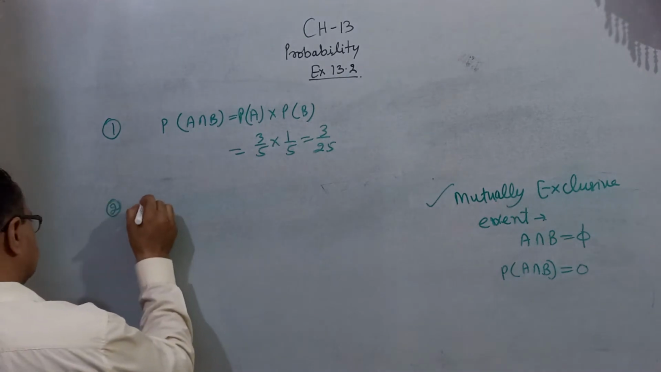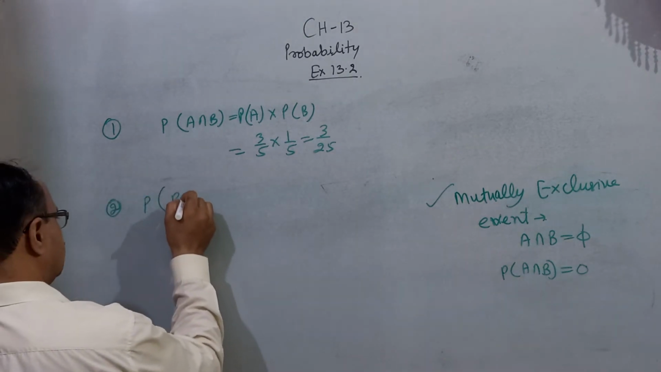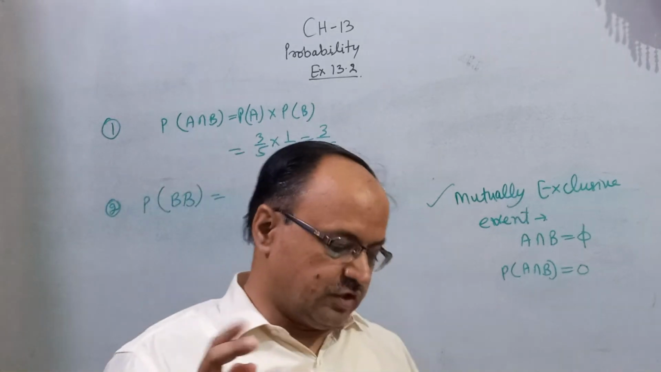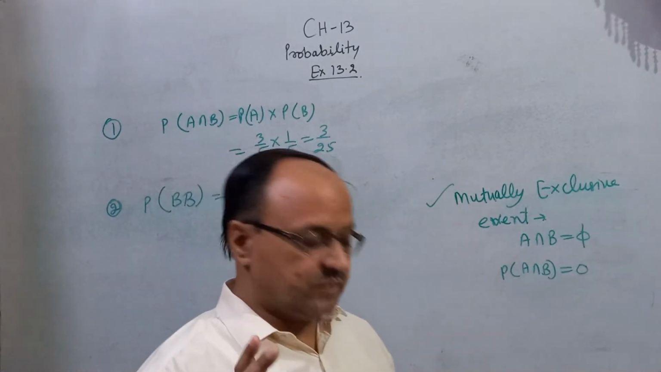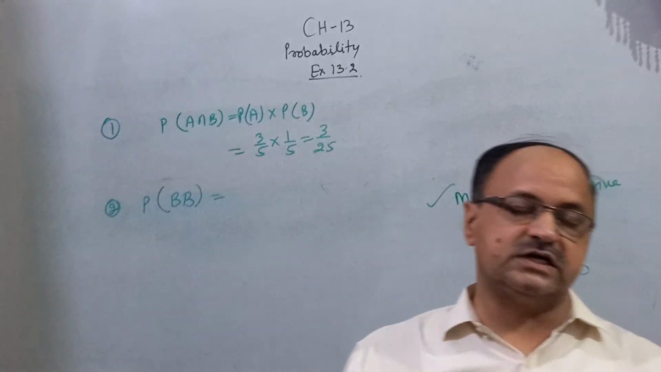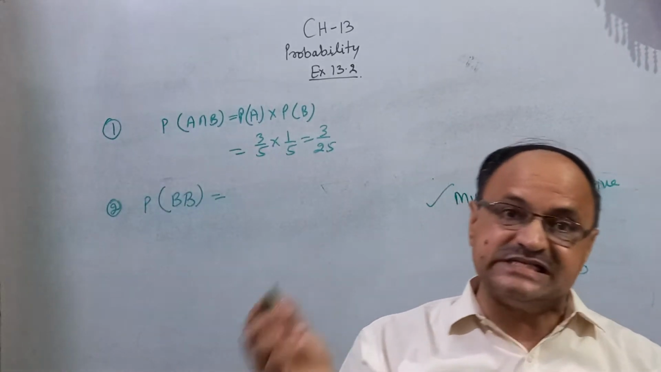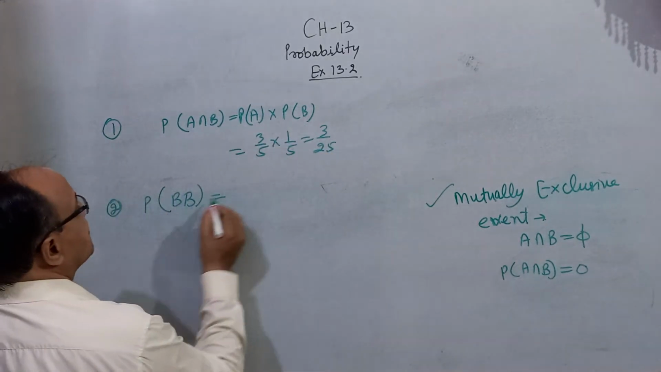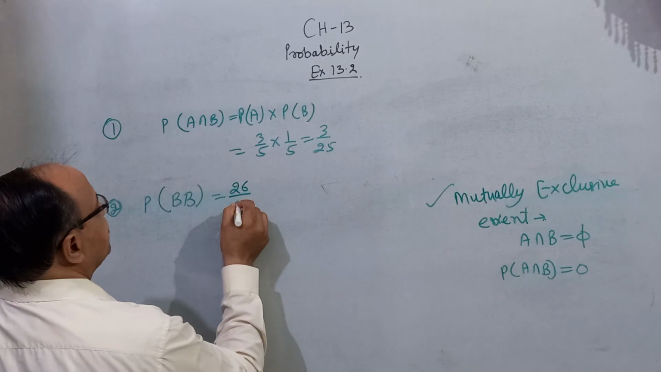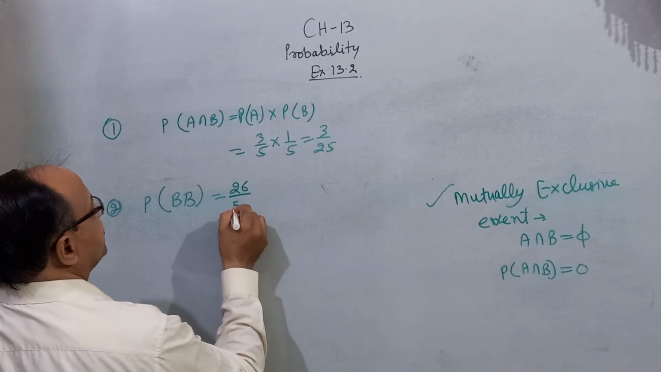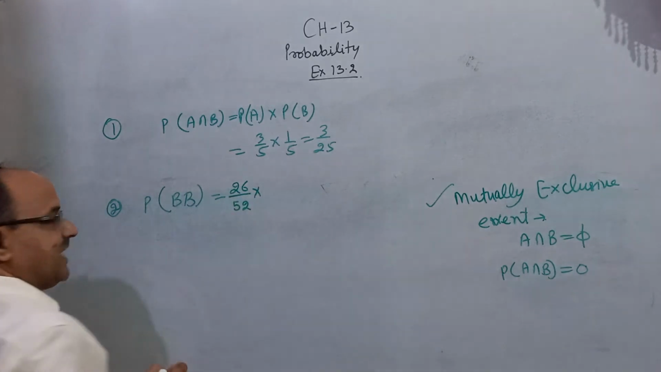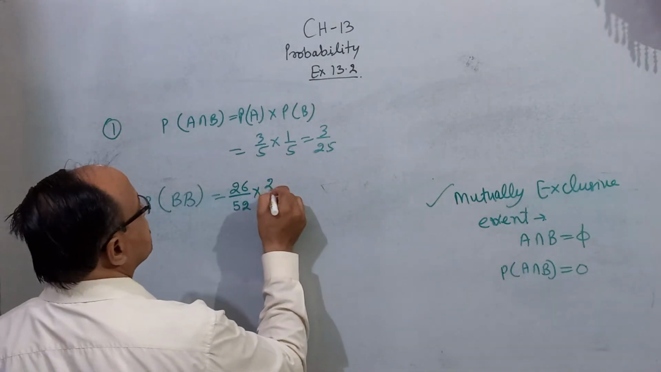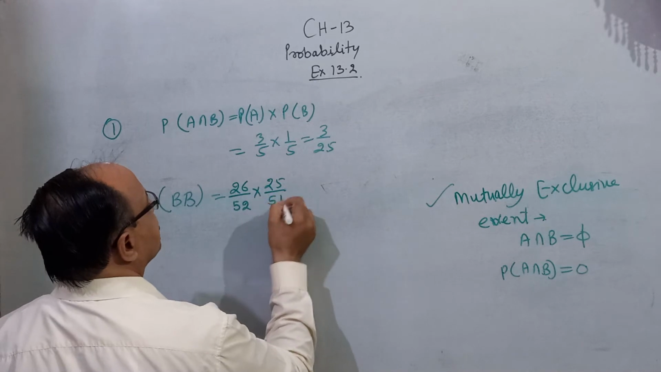Second question. Two cards are drawn without replacement from a pack of 52 playing cards. Find the probability that both cards are black. Suppose you want to draw the first black card. The probability is 26 by 52, because you know that there are 26 black cards and 26 red cards. Now we draw the second card, that is 25 upon 51. This is the answer.